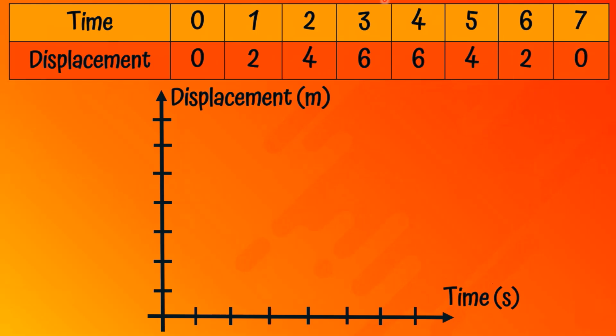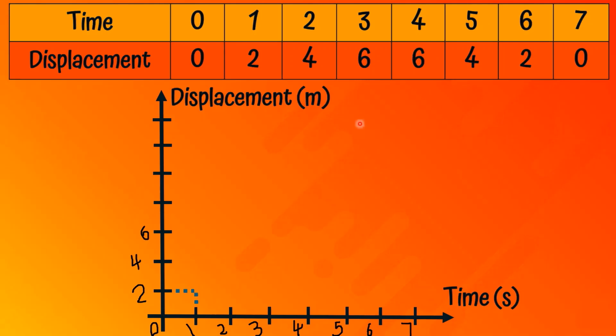So let's write the numbers first. Here 0, 2, 4, 6. 6 is the maximum number, and time 1, 2, 3, 4, 5, 6 and here 7. So how to plot this?